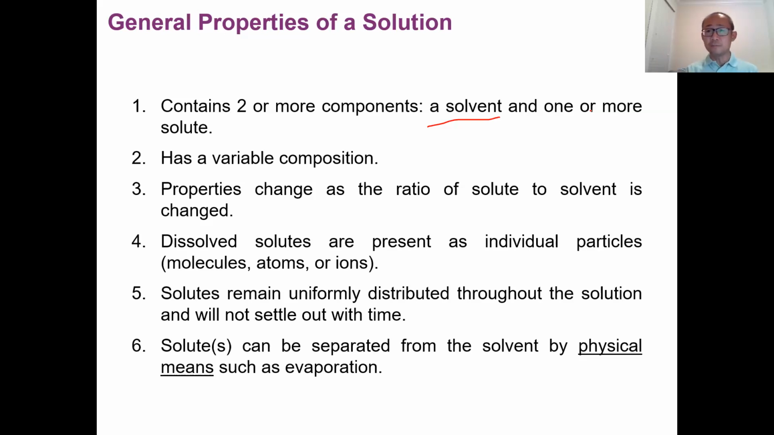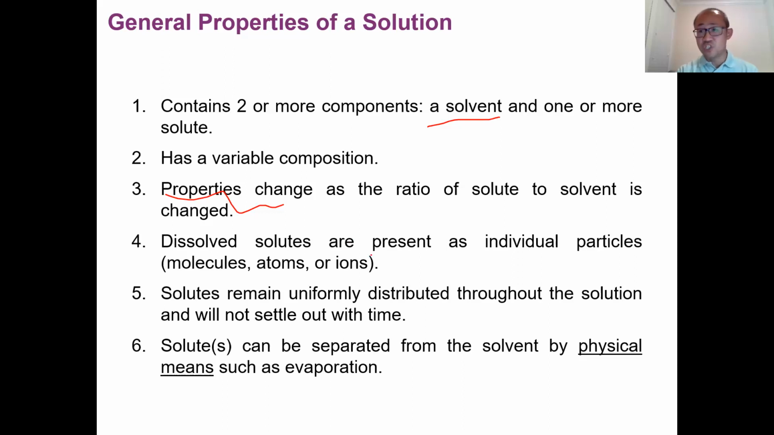What is variable composition? It means one solution will be different from another solution, even though you're talking about the same solution, like tea. One cup of tea will be different from another cup. That's the nature of a mixture, a variable composition. A cup of coffee will be different from another cup, even made by the same person. Number 3, properties change as the ratio of solute and solvent changes. So if you change the amount of different components, the properties of the solution will also change.